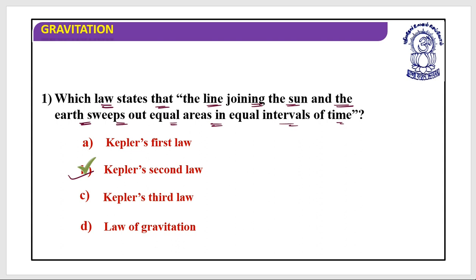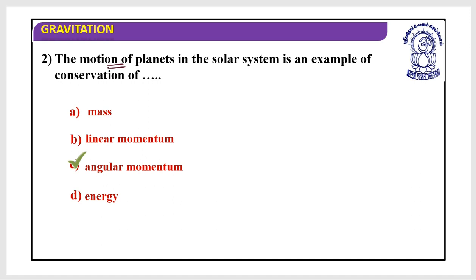Next, it says that the motion of the planets in the solar system is an example of conservation of angular momentum. Yes, all the planets are revolving around the sun. They will follow the conservation of angular momentum. This is true for every planet. I hope this is clear.